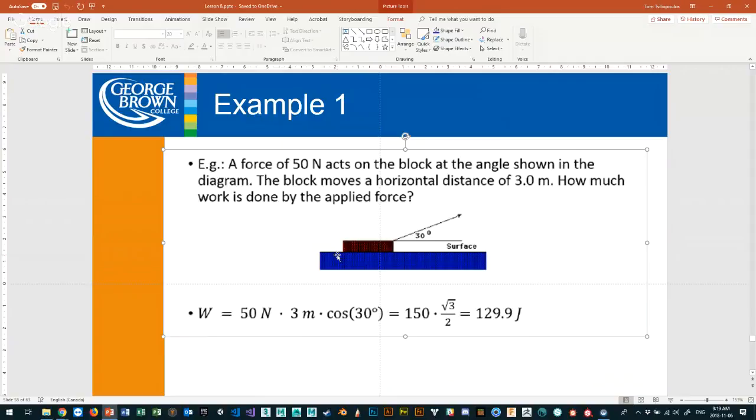I take my computer, push it over here, and then push it back to where I started. Have I done work? Wait, it's displacement, right? So remember distance and displacement. What's the difference between distance and displacement? Distance is the total space, distance traveled.